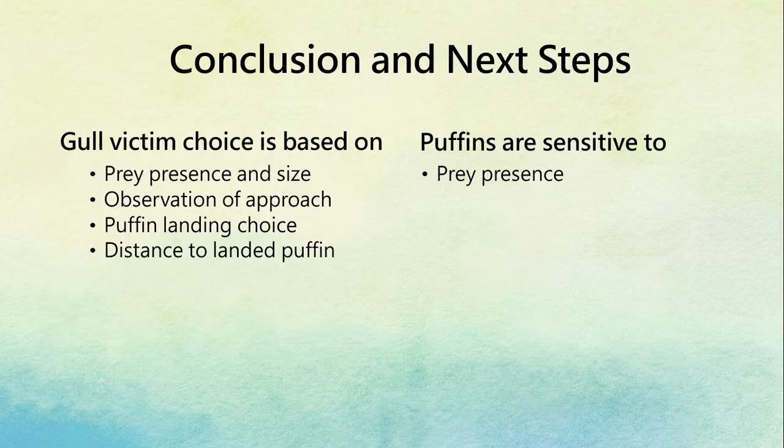With that, I'm just going to conclude by reiterating that gull victim choice is based on both prey size and presence, the observation of a puffin's approach, the puffin's landing choice, and the distance to a landing puffin, where puffins are really only sensitive to the presence or absence of prey in their bill.